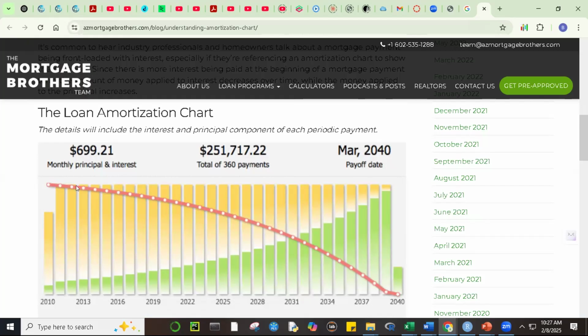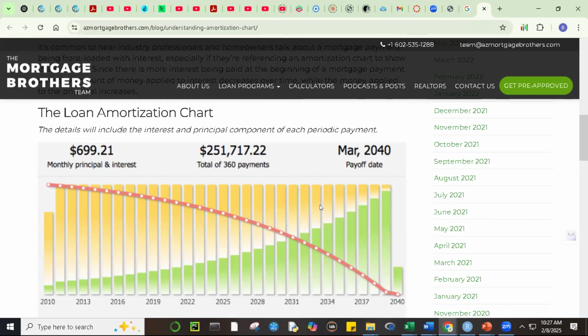The total remains the same all throughout. Okay. It remains the same. It's 251,717.22. Remains the same. Okay. You can see the bar, okay, has the same height, only that the composition changes. Initially, the green one, which is the principal, has a low amount. The interest here has a high amount. Here, same thing.